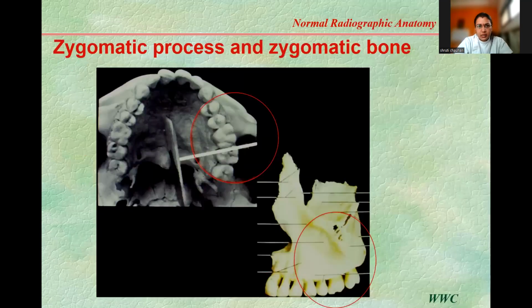Okay, so now your zygomatic process and the zygomatic bone. Okay, so we have two things over here: zygomatic process of the maxilla and zygomatic bone. These are two things which come and meet over here. Okay, so this is the zygomatic process of the maxilla, which is a part of the maxilla, and the second is the zygomatic bone. Okay.